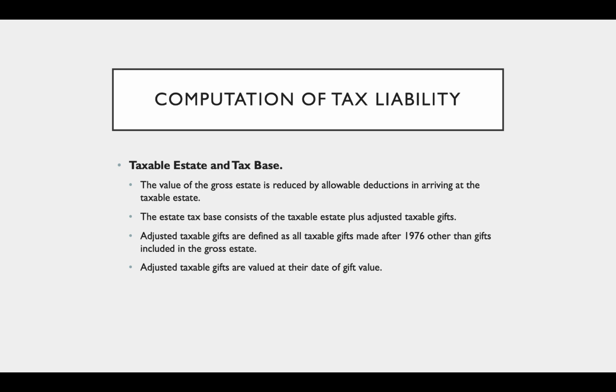Okay, so on to computation. We have the taxable estate and the tax base. So we calculated the gross estate and we went through that, and then we're allowed to reduce that gross estate by deductions that we just went through to get the taxable estate. The estate tax base consists of the taxable estate plus any adjusted taxable gifts, and those are all the gifts made after 1976, other than gifts included in the gross estate. Adjusted taxable gifts are valued at their date of gift value.